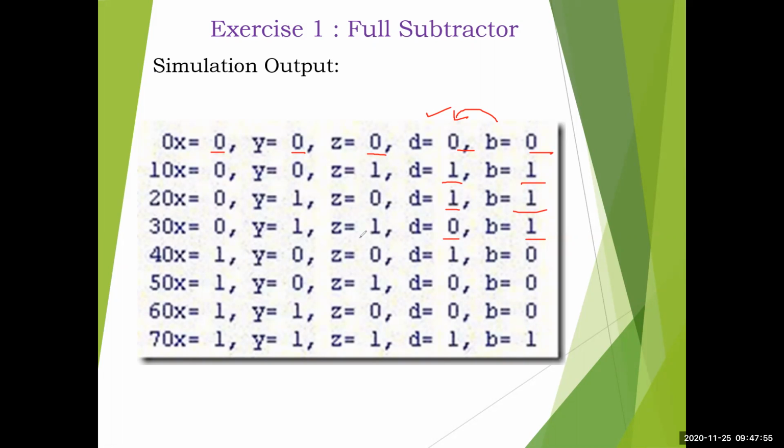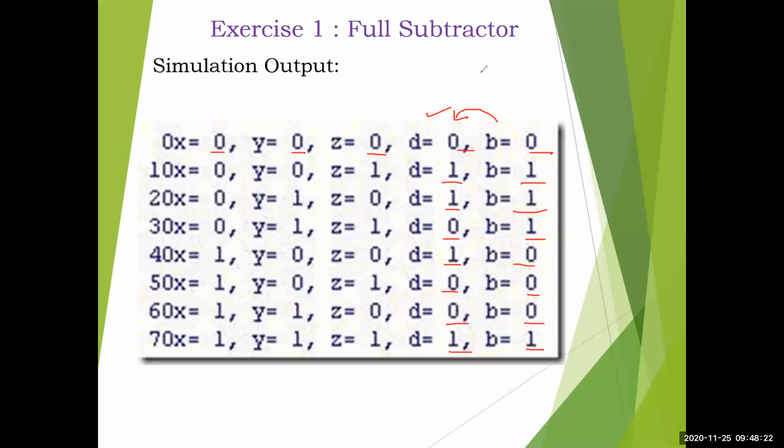That's why your rules should be strong. 100 means difference is 1, borrow is 0. So 101 it is 00. 110 also you will get 00. 111 you have the difference, borrow 1. If you write something mistaken here, then a change will happen. So this is the idea of showing you the design of a full subtractor, one of the things.